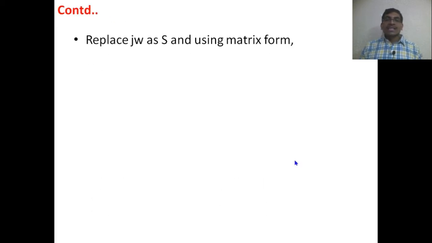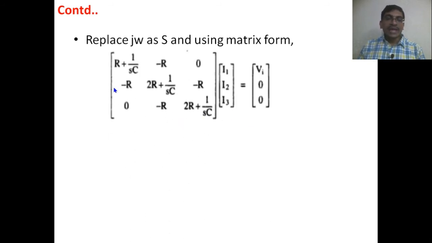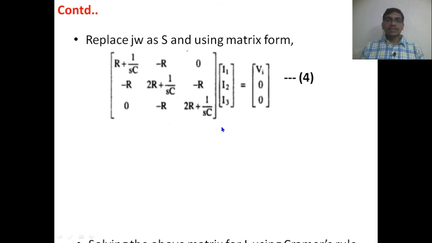So by solving and replacing j omega as s, and by using the matrix form, we can write the equations as: R plus 1 by sC, minus R, 0; minus R, 2R plus 1 by sC, minus R; 0, minus R, 2R plus 1 by sC; into I1, I2, I3 is equal to Vi, 0, 0. In the matrix form. This is equation number 4.